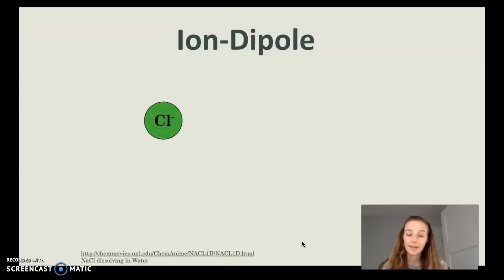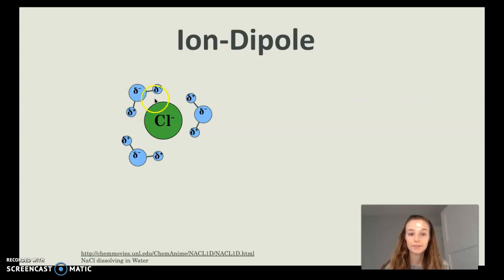So we have different types of IMFs that we will be reviewing or learning about. The first one is an ion-dipole. So take a minute, what is an ion? An ion is a charged atom or molecule. So for example, chloride is an anion. It is a charged atom of chlorine.